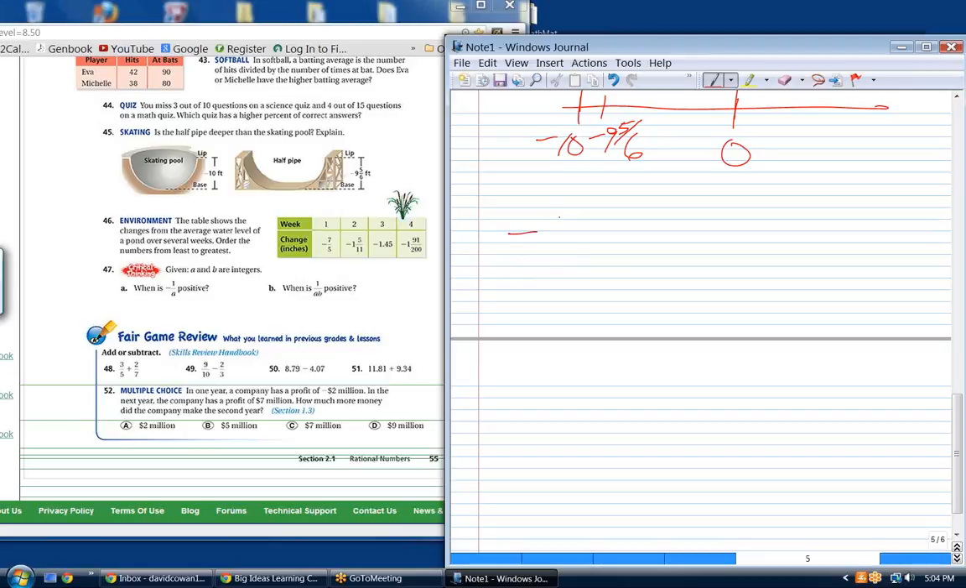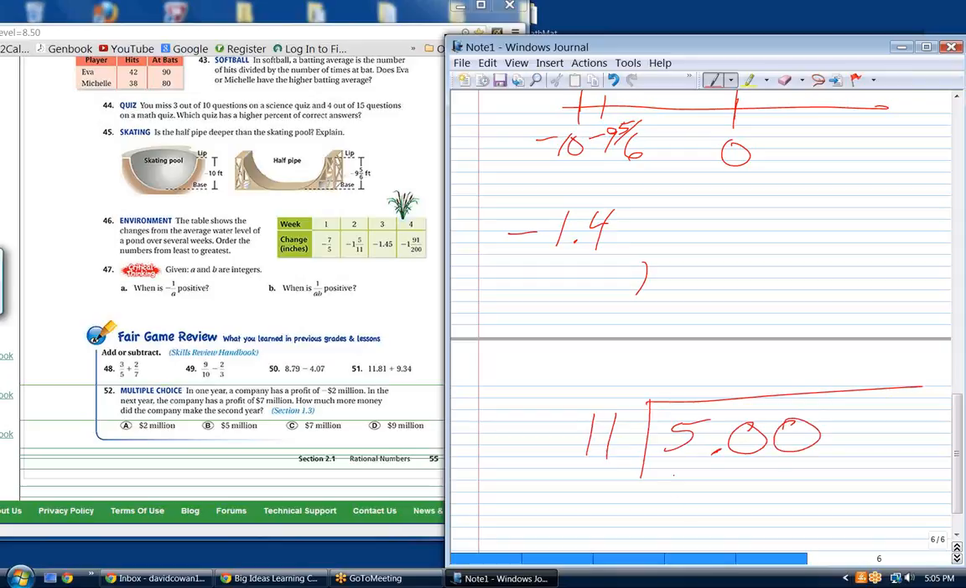-7/5 is equal to 1 2/5, which is equal to 1.4. And how about the next number? Okay, so we would have to divide 11 into 5.00. In other words, this is dividing 5 by 11. Yeah, that's what I meant.